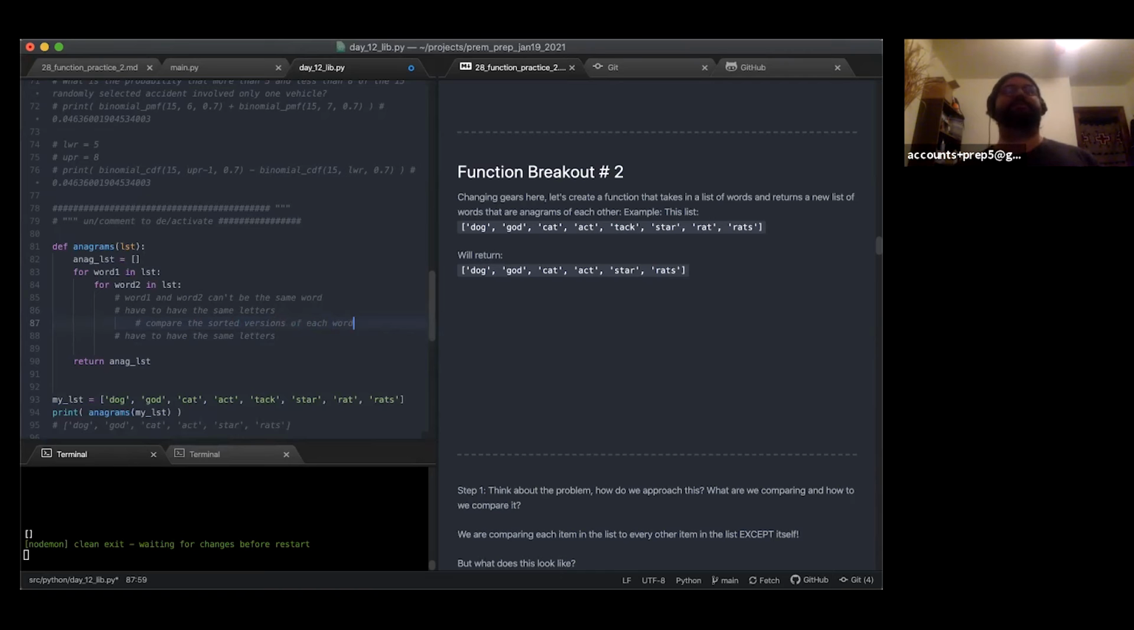Like DOG and DOGG or OGDD or something like that, they contain the same letters but different amounts of those. You might say, well, they'd have the same letters, but they don't have the same amounts of those letters. So the comparison wouldn't work. So sorting is a pretty robust and simple solution. Okay.